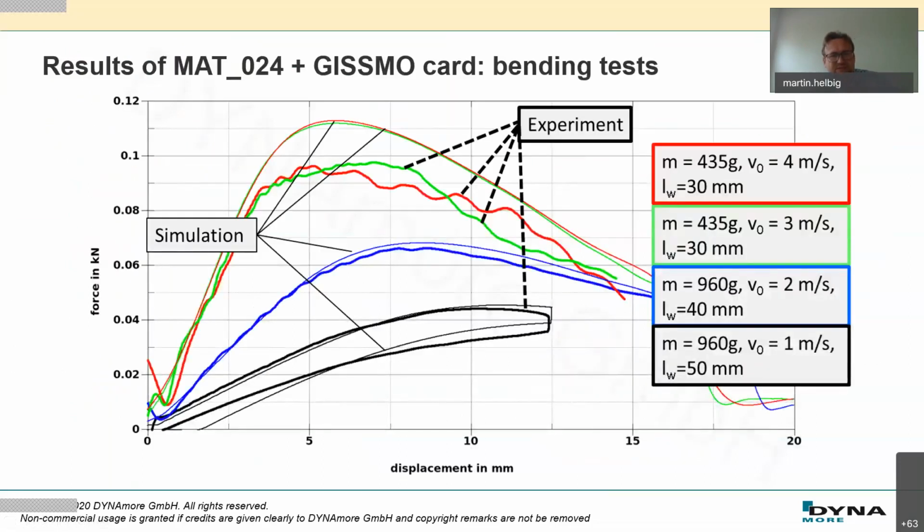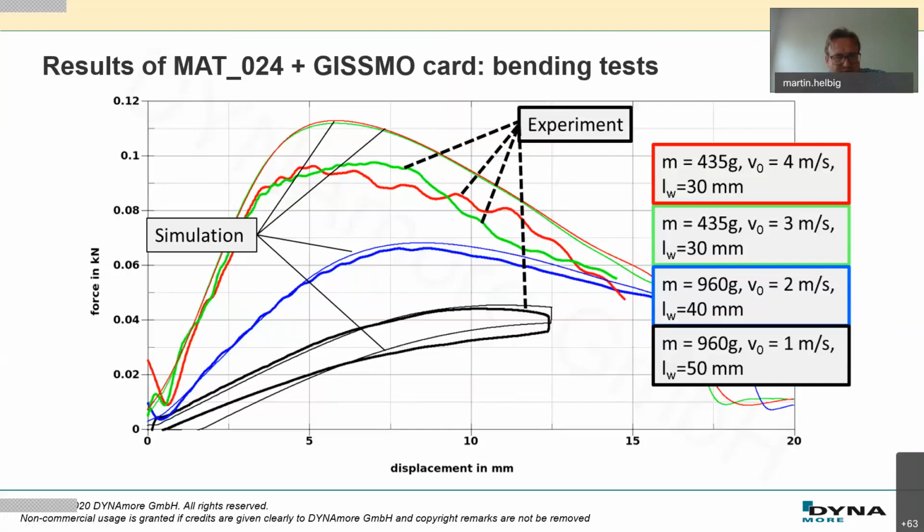First, I started just with a MAT24 card and a GISSMO. More or less, the GISSMO was not needed because there wasn't so much damage. And the results are these here. We see the force displacement curves of dynamic bending tests. The thick lines are the experiments, and the thin lines are the simulation. For the lowest velocity of this dynamic bending test, we had, I think, a good agreement for the first step with the easy MAT24 law. But we get a little bit different results for the higher strain rates.